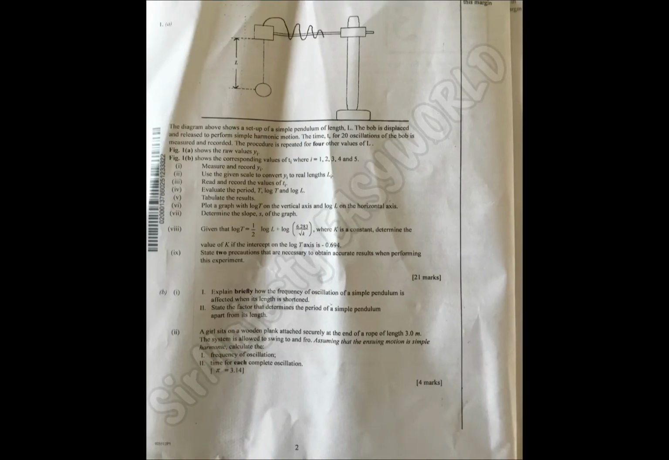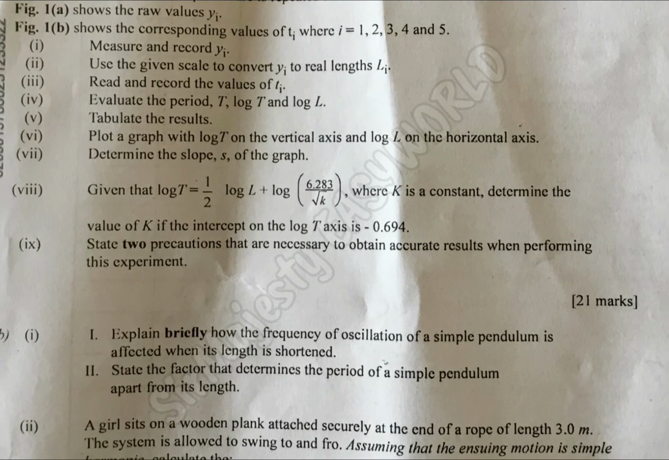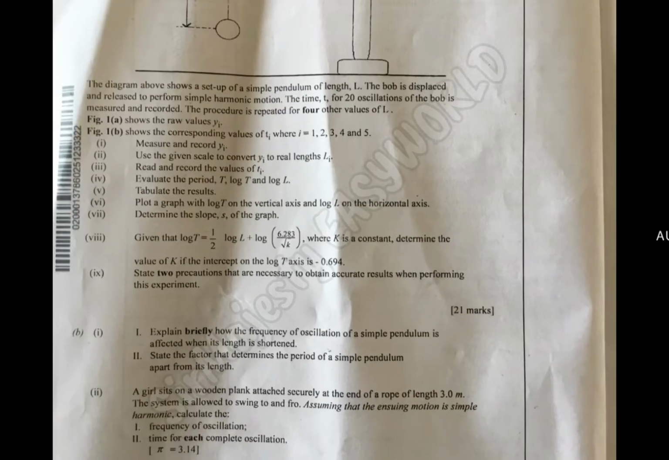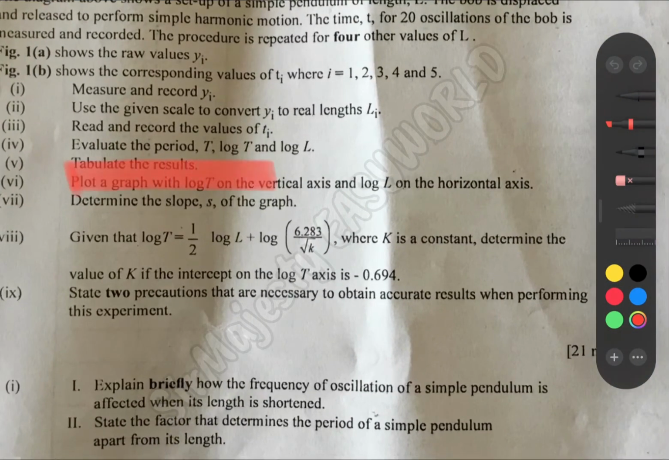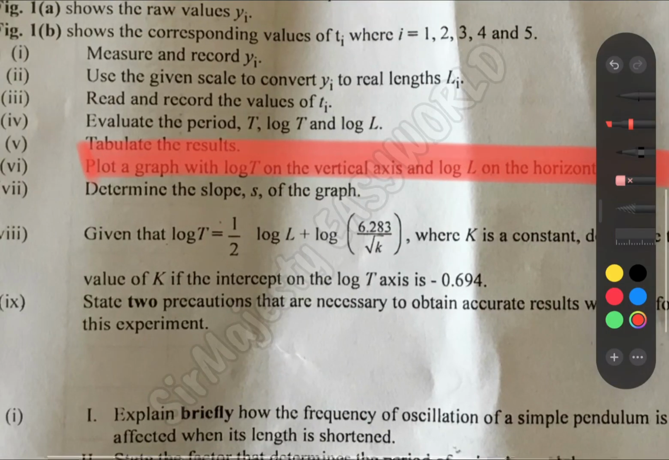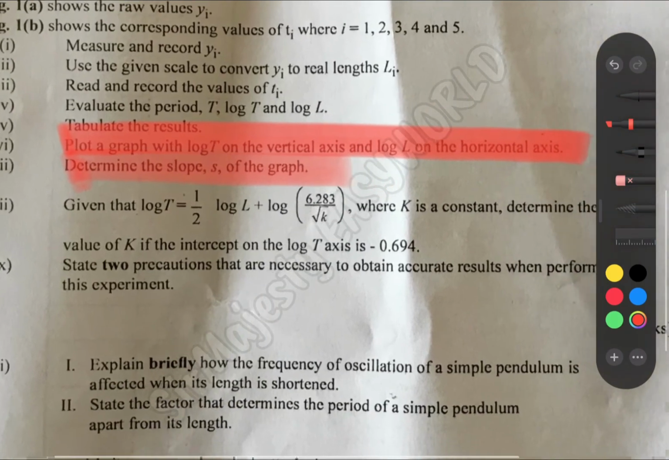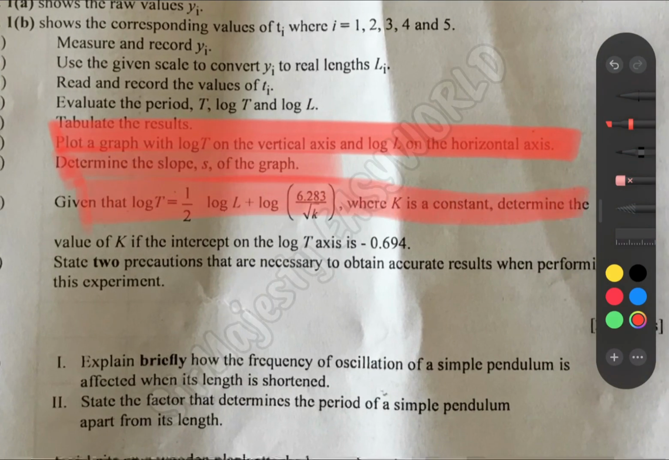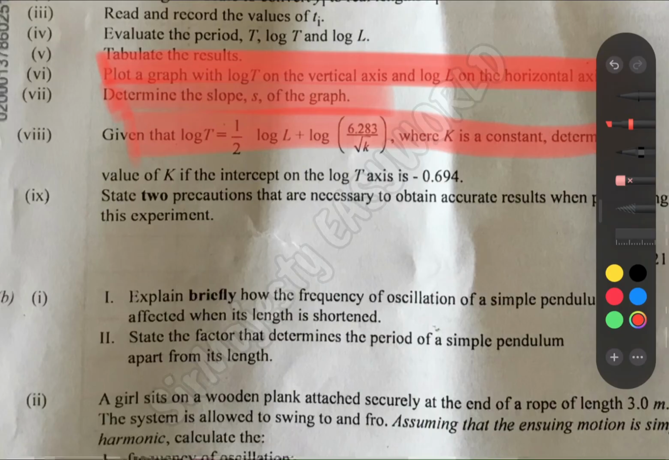So we go back. They said after taking these values, you plot a graph with log t on the vertical axis and log L on the horizontal axis, then determine the slope. Then you evaluate this value given to you, taking the value of k as the intercept, and you find it from that slope and from the graph you plotted.